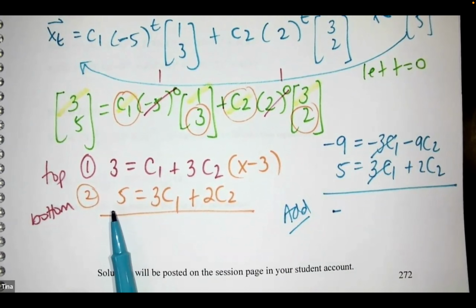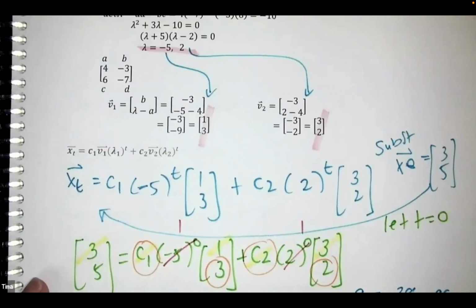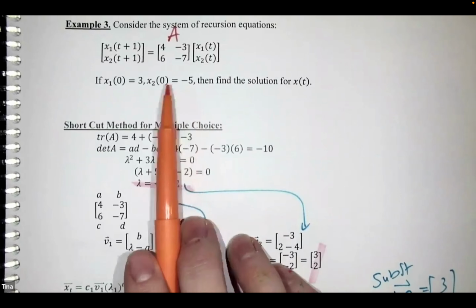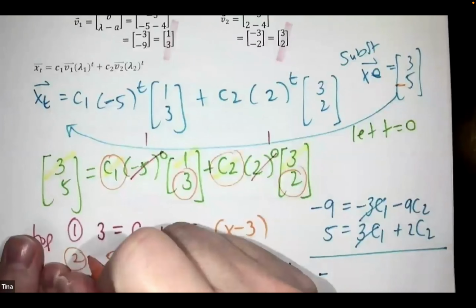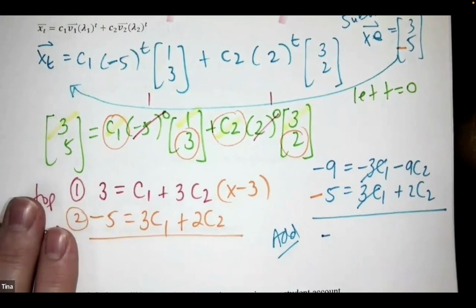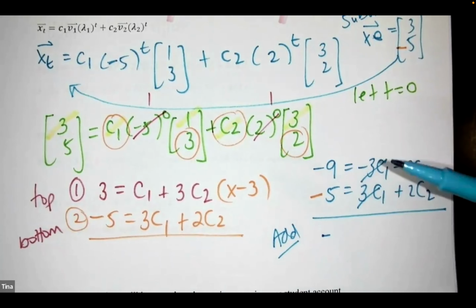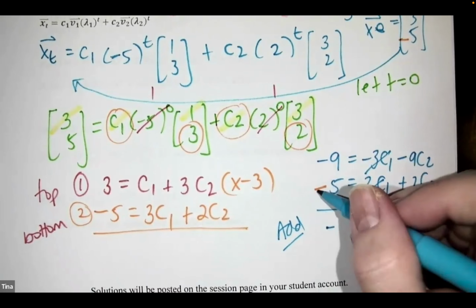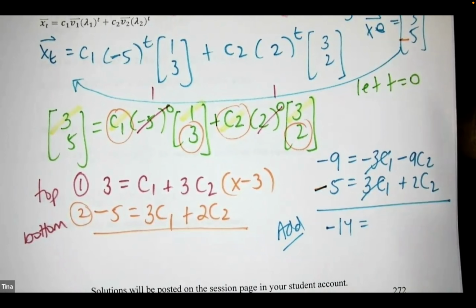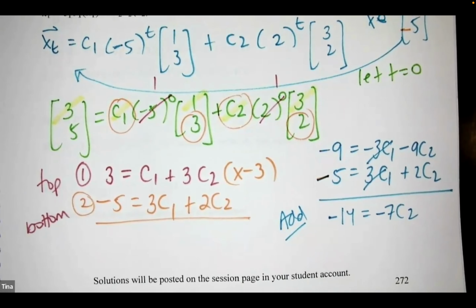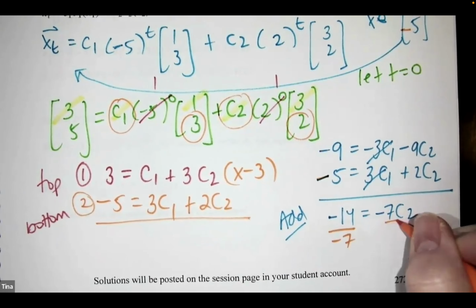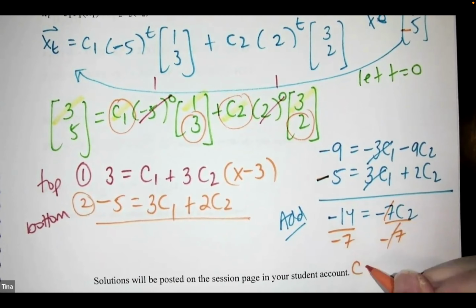So -9 plus 5 is... so here, just writing down, I just want to check. Oh, it's -5. I knew I was missing a negative somewhere. I was trying to figure out where. Right here, guys. 3, -5. So make sure that's a negative. Otherwise, I'm going to get a different answer than what I need here. Okay. So -9 plus -5 is -14. And then add here, -9 plus 2 is -7. So divide both sides by -7. And my C2 is +2.